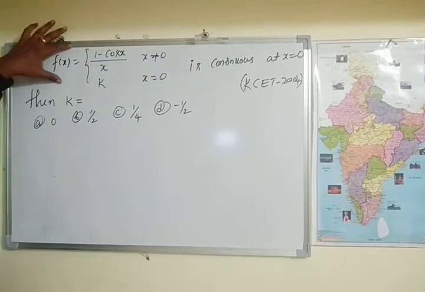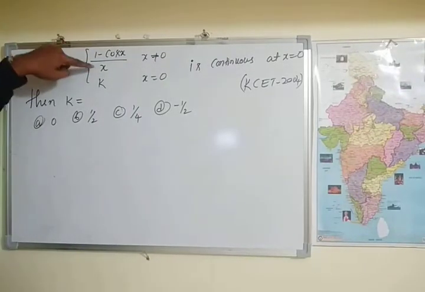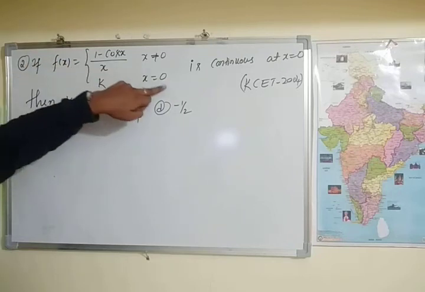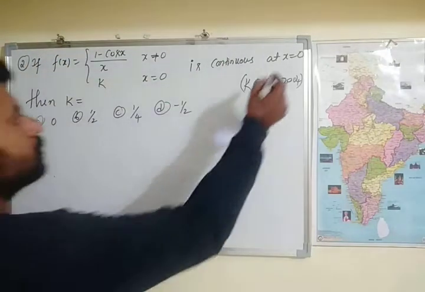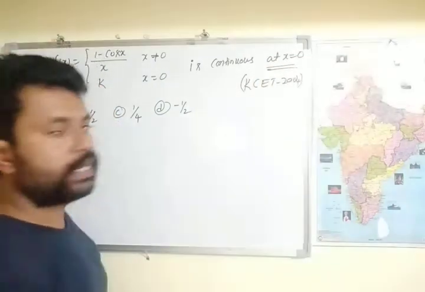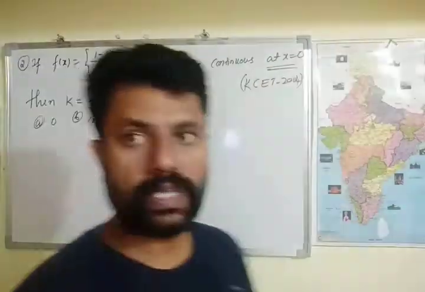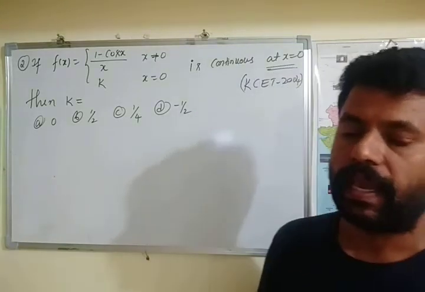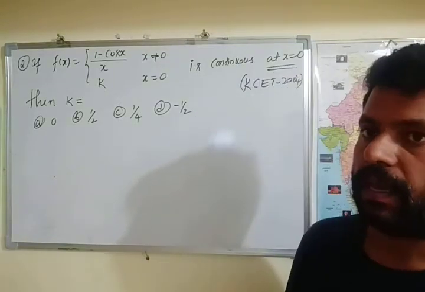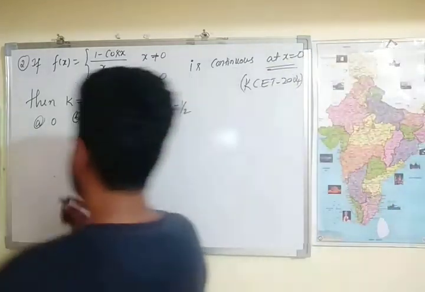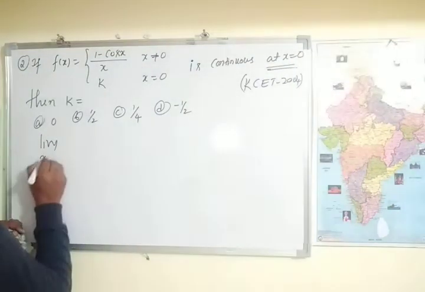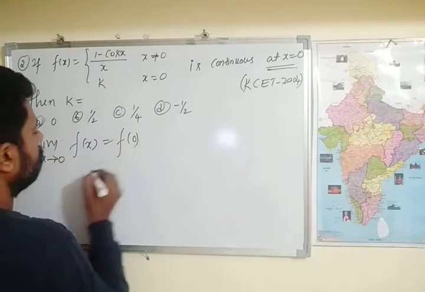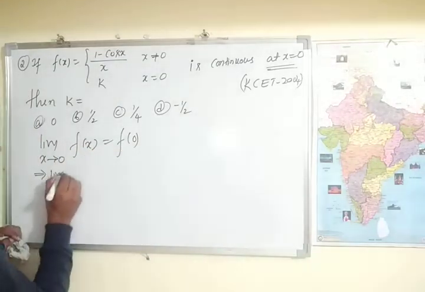So here we have an example. If f of x is equals to 1 minus cos x divided by x, for x not equal to 0, and k for x equals to 0, is continuous at x equals to 0. The function is continuous at x equals to 0. Here we use the definition: limit x tends to a, f of x is equals to f of a. Here a is 0, we can write directly limit x tends to 0, f of x is equals to f of 0.